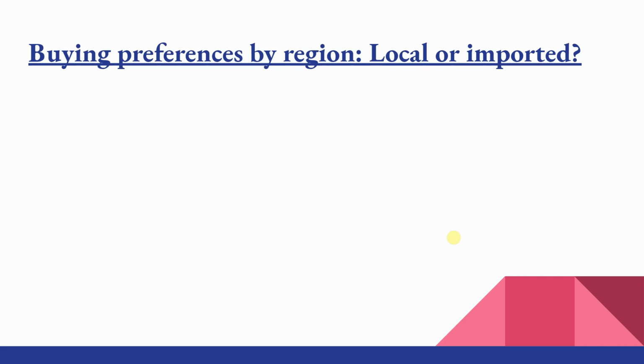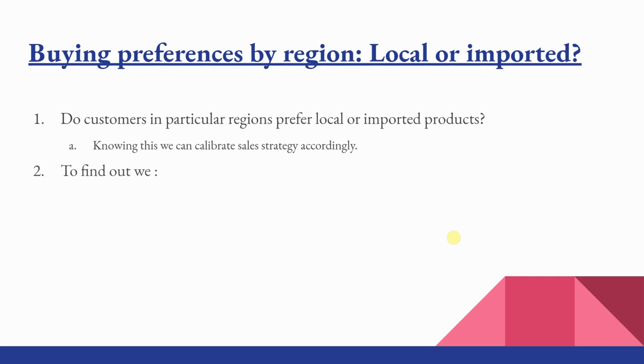And if we know this, we can calibrate our sales strategy. Let's say we realize that a given customer base from a certain region prefers local products. We can focus our sales efforts down the line on offering them local products and maybe giving them discounts or incentives, or just generally stocking local products more than others. Or maybe discounting imported products for them to increase their consumption of them. There's a number of things we can do with that information strategically.